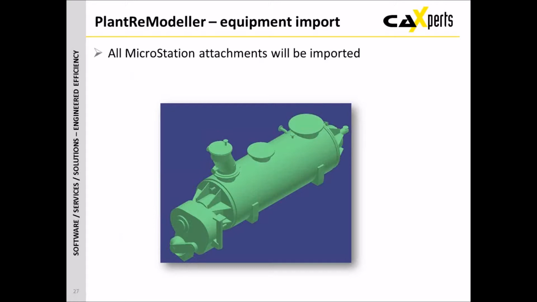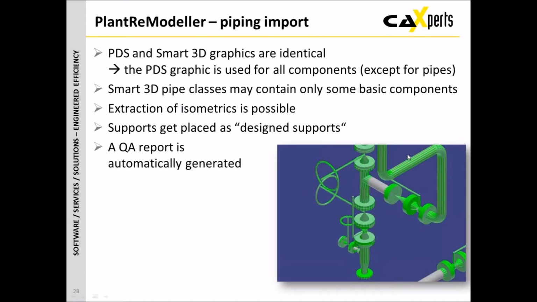So when we start thinking about equipment import, all MicroStation attachments will be imported. So if you've got equipment models that were developed in a mechanical modeling system, that will also bring those across. From the piping point of view, we have typically tried to make the graphics identical within Smart 3D to the same as they were within the PDS environment. Now, in some cases, you may get the same component between the two systems, but graphically they're represented differently. What we've tended to find is that a lot of our clients want to see exactly the same PDS graphics within the Smart 3D environment.